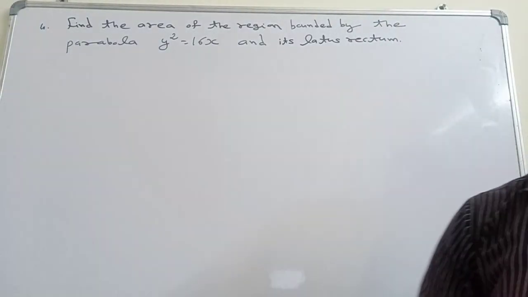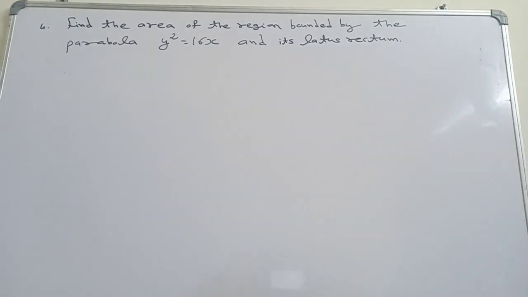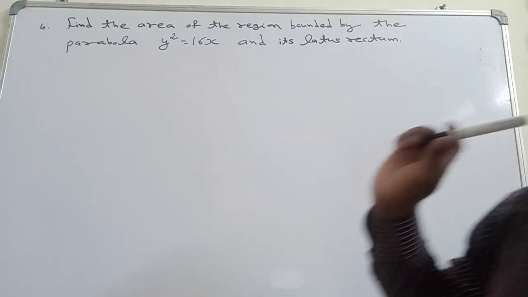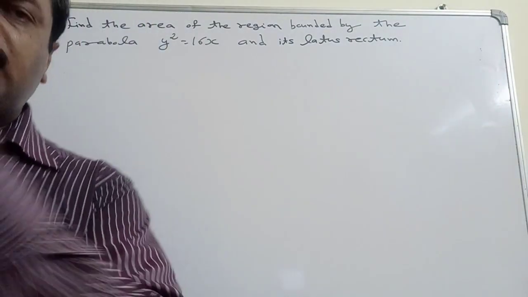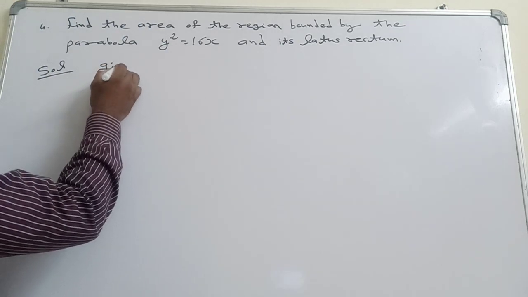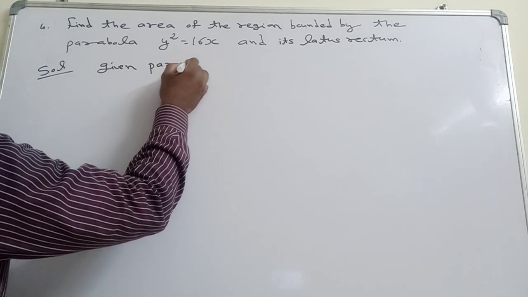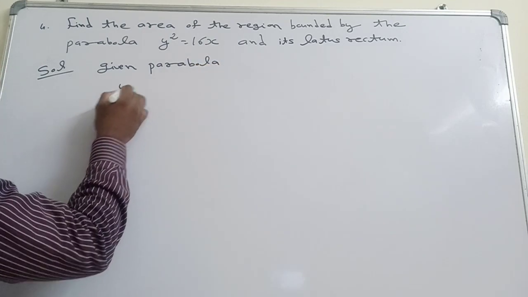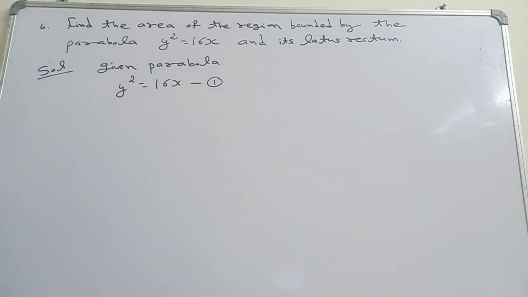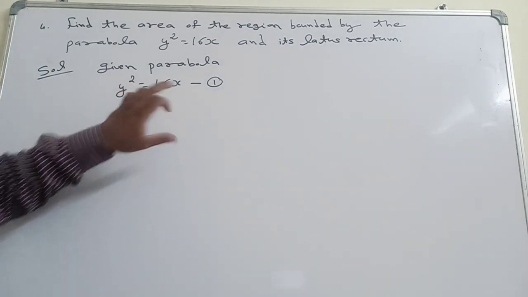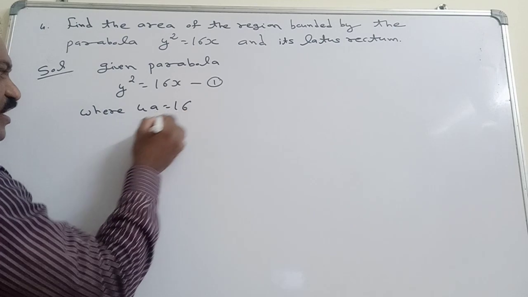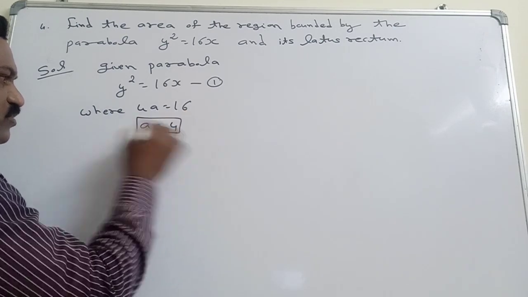Okay. Here we'll see the next problem. That is, the area of the region bounded by the parabola y square equal to 16x and its latus rectum. We should find the area bounded by this given parabola with its latus rectum. So to find that, the given parabola is y square equal to 16x, that is equation number 1. Observe that the parabola is in the form y square equal to 4ax, where 4a is equal to 16, which means a is equal to 4.